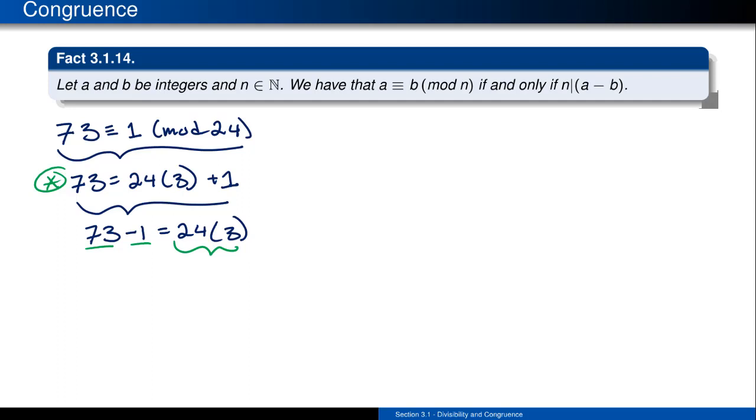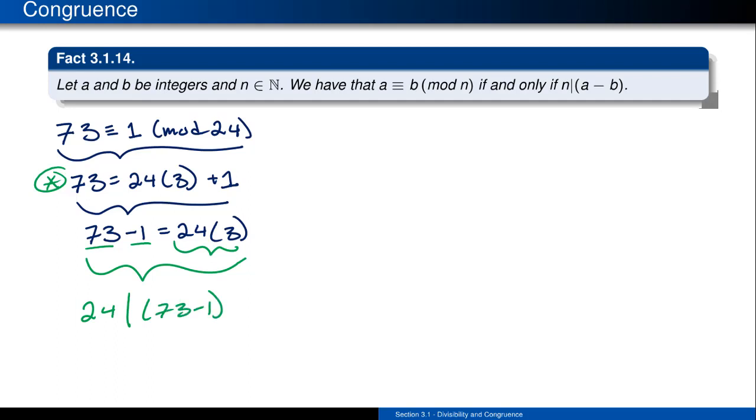So that connection between 73 and 24 is staring you right in the face now. You can see that if I take this object and do this reduction mod 24, that right-hand side would disappear. All I'm left with is 73 and 1. What this says, if you go back to the world of divisibility, is that 73 minus 1 is divisible by 24. That is, 24 divides 73 minus 1.